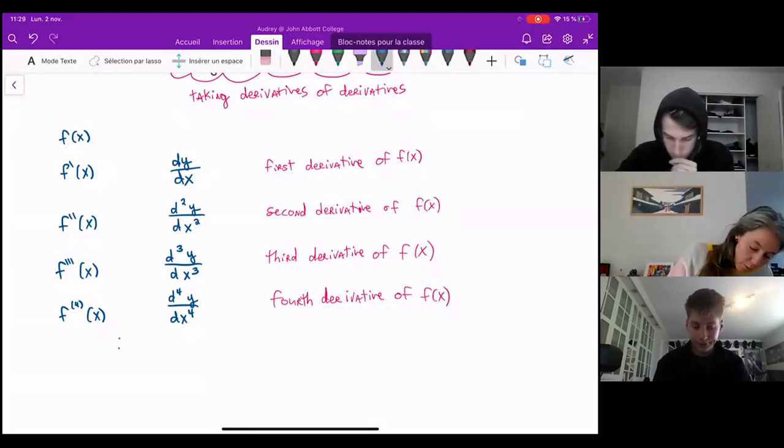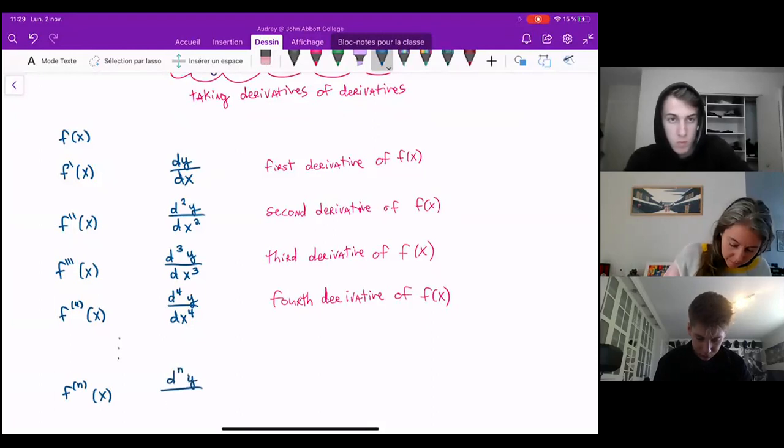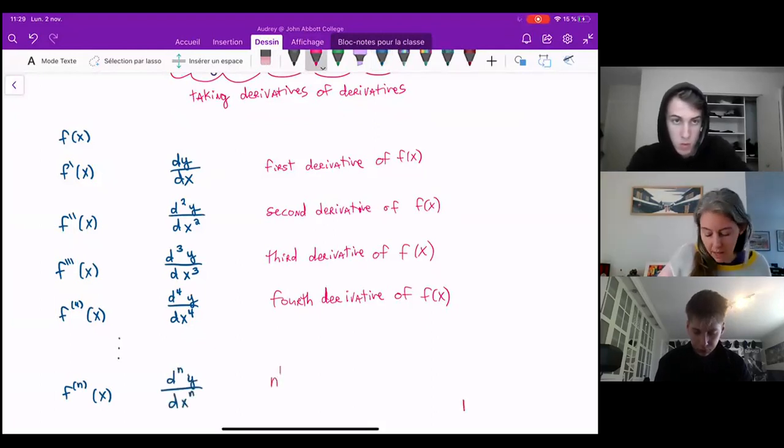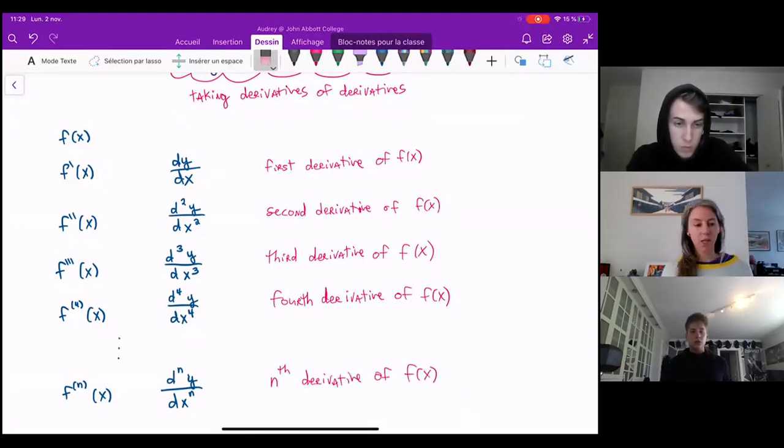So I also might want, for example, the nth derivative of f of x. This is the nth derivative of f of x. So this is just vocabulary and notation.